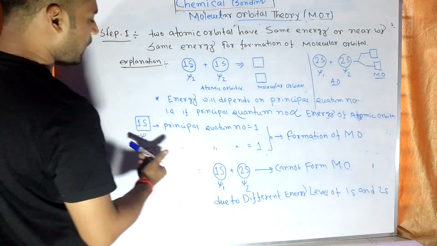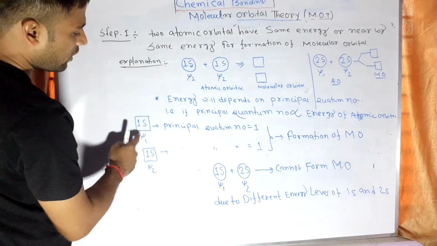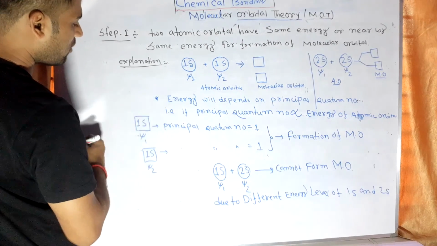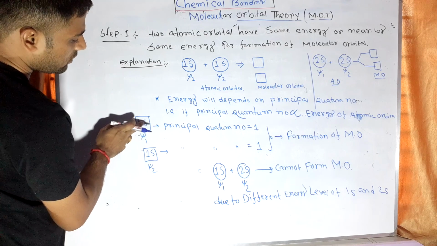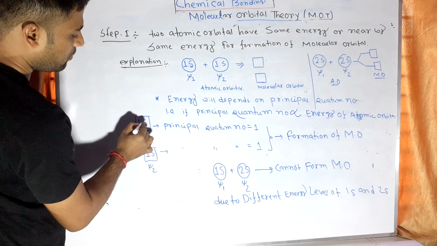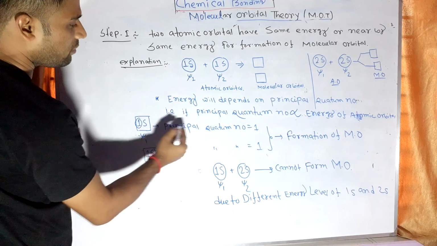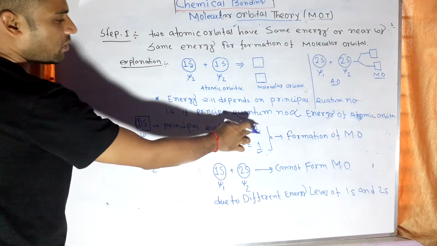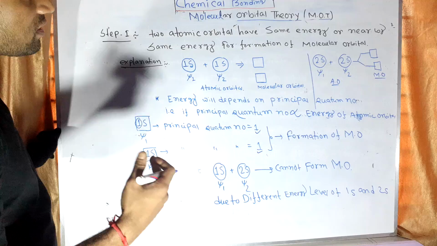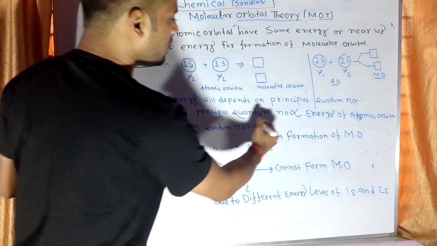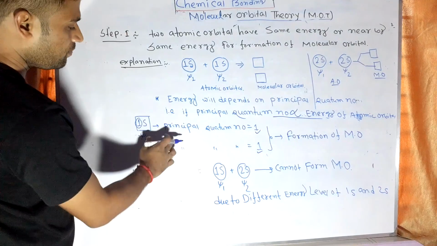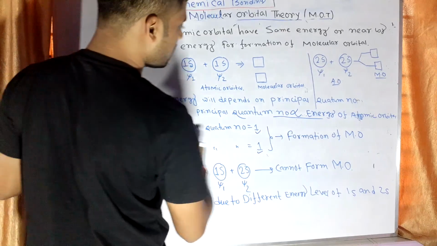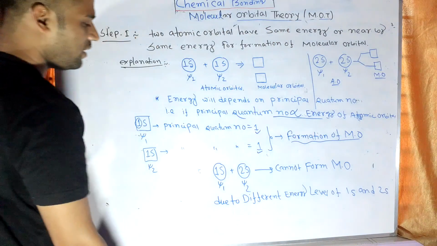That means a direct relation. We consider two 1s atomic orbitals. These two atomic orbitals have principal quantum number 1. What is the principal quantum number? The number before the s subshell is called the principal quantum number. So in these two atomic orbitals, the principal quantum numbers are the same. If the principal quantum numbers are the same, then the energy of the orbitals is also the same due to this relation. So the two 1s atomic orbitals have the same energy. This is the favorable condition for formation of molecular orbital.